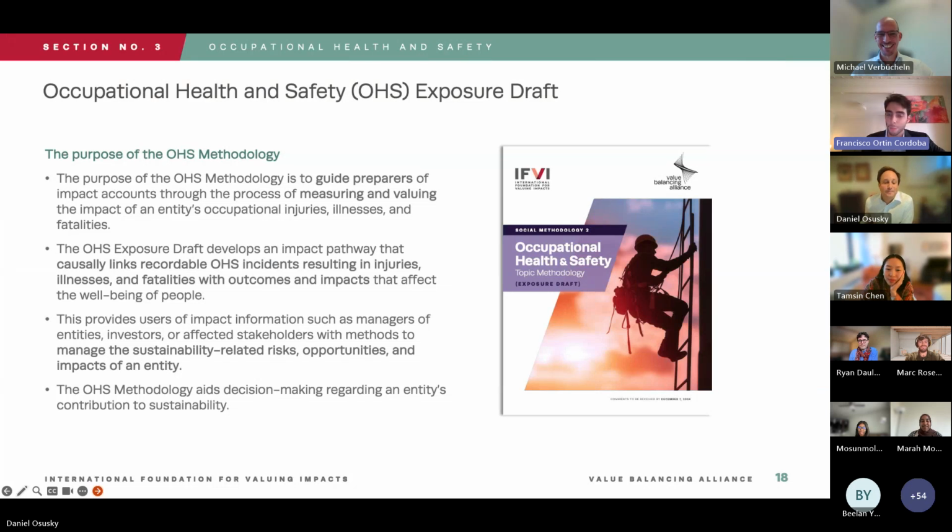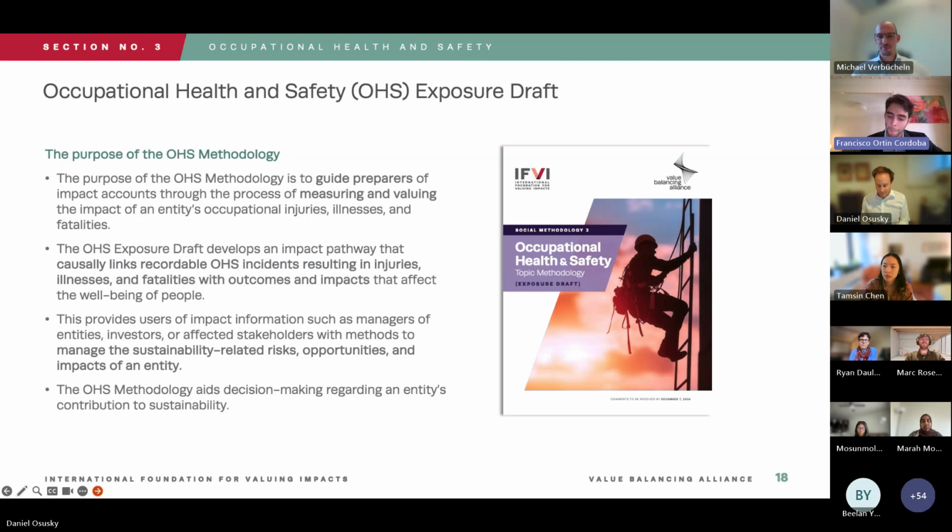This is our second topic methodology from the social dimension. As Dan mentioned, we have the public exposure period open until the 7th of September. The purpose of the methodology is to measure and value the impacts related to occupational injuries, illnesses, and fatalities, and also to guide preparers in the process of measuring and valuing these impacts. The impact pathway, as we saw before, all the topic methodologies use the impact pathway as a central piece of methodology development.